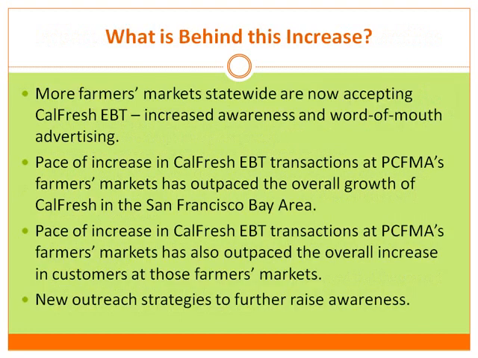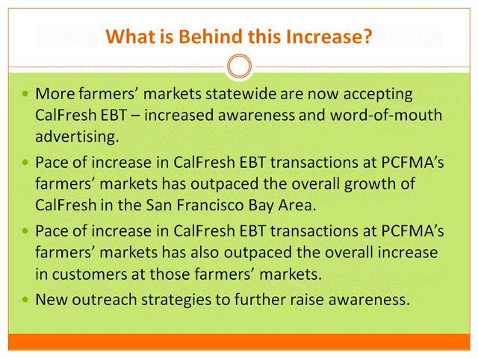There are a number of factors that we think are behind this increase. The number of farmers markets statewide that accept CalFresh EBT is increasing. So the more that happens, the more we are able to get the word out that farmers markets are a place where CalFresh benefits are accepted. Word of mouth advertising in the farmers market world continues to be the most effective. So the more we have people spreading the right information that they can use CalFresh benefits at a farmers market, the better it is for us.